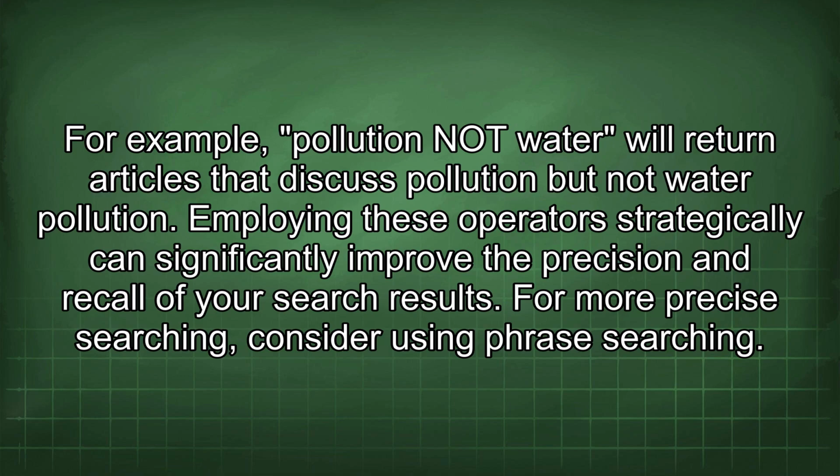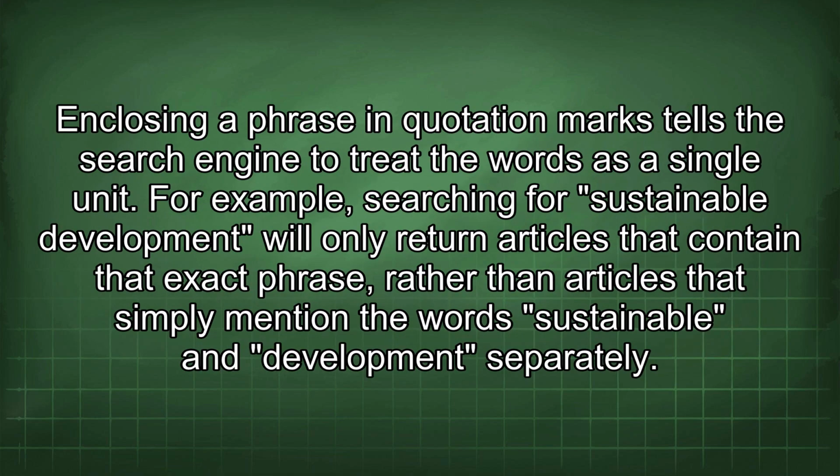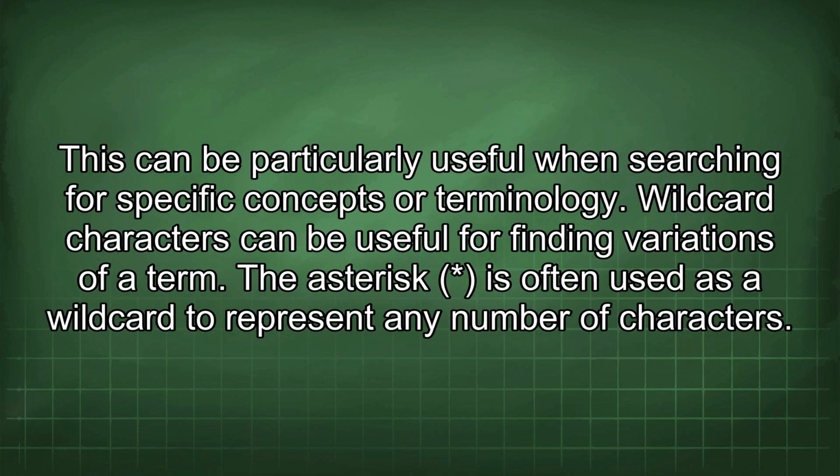For more precise searching, consider using phrase searching. Enclosing a phrase in quotation marks tells the search engine to treat the words as a single unit. For example, searching for "sustainable development" will only return articles that contain that exact phrase, rather than articles that simply mention the words sustainable and development separately. This can be particularly useful when searching for specific concepts or terminology.